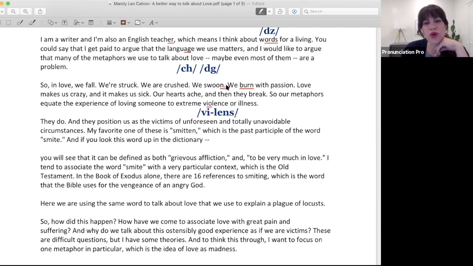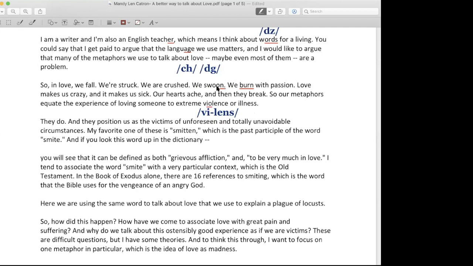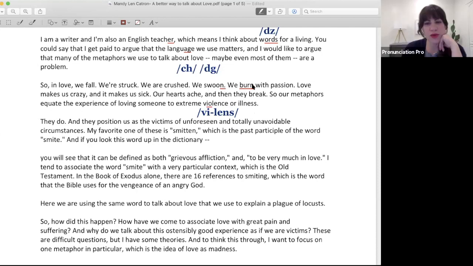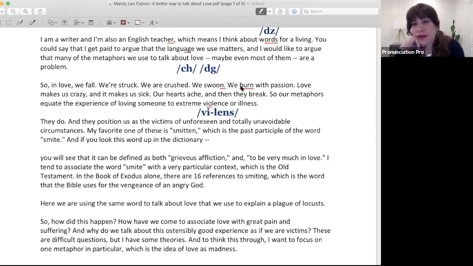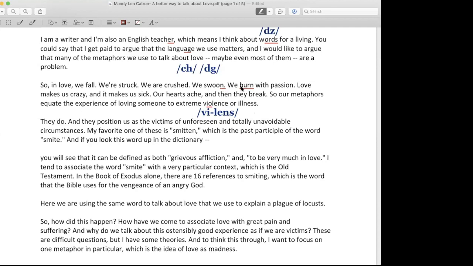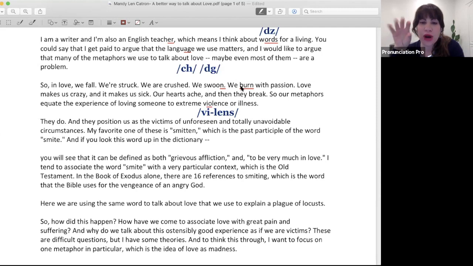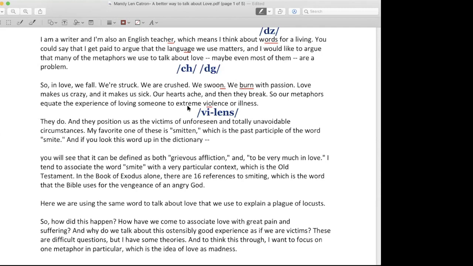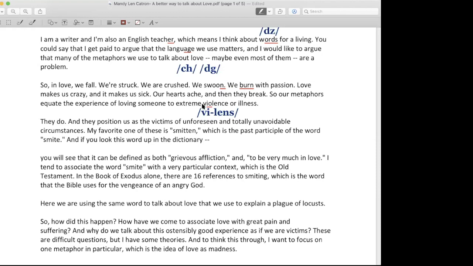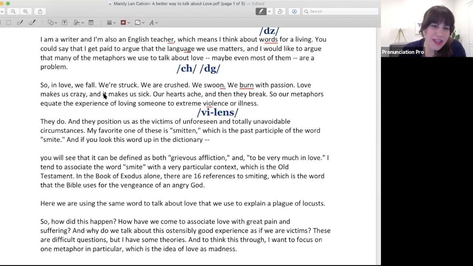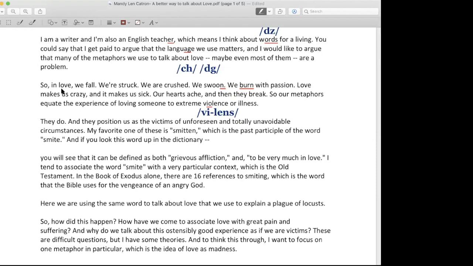Okay, so let's go back here. Do these again. We swoon. Get that N at the end. We burn with passion. So that's that W-B combination. We burn with passion. B has to be both lips together. Burn. We burn with passion. Extreme violence. Get that V in there. Extreme violence. Good. So those B's and W's and V's, just getting the lips all are a little bit confusing for me. Yeah, it takes that practice.